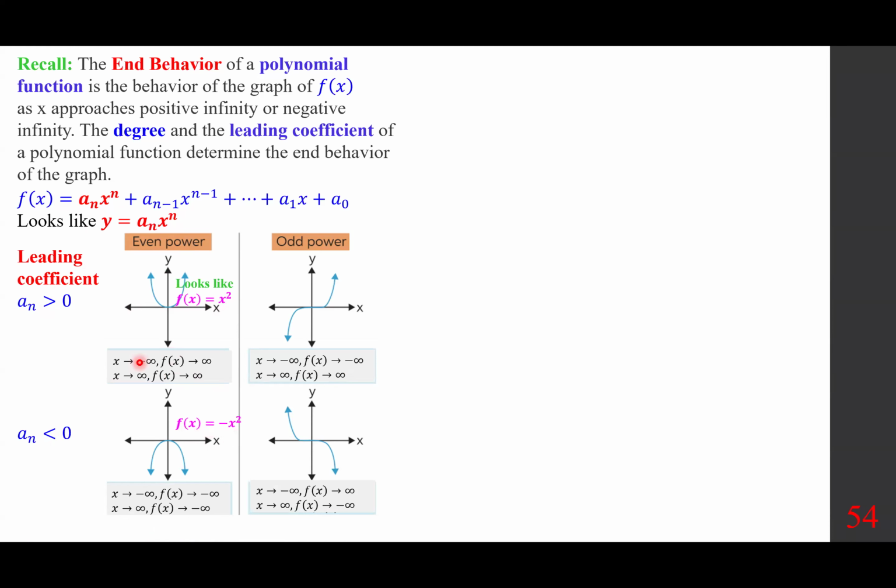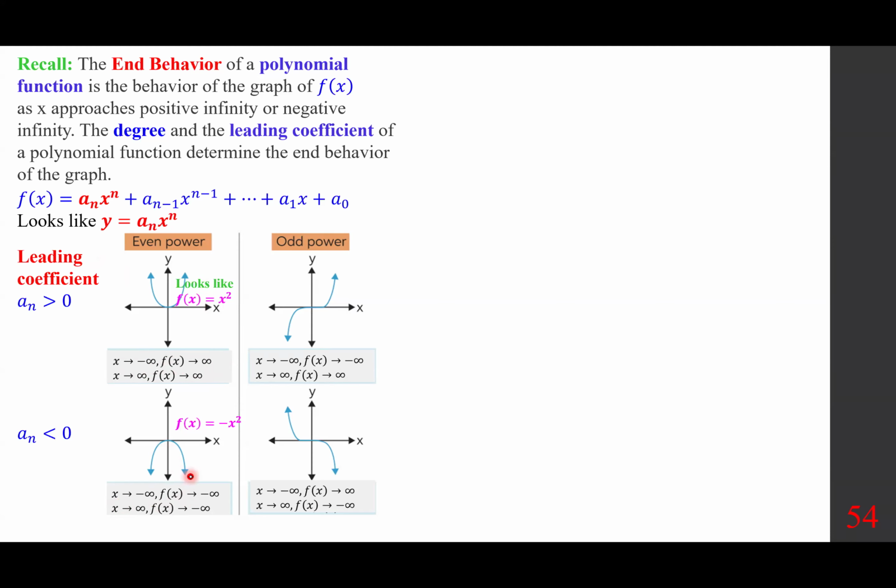In this case, as x approaches negative infinity, so does f of x, or y, approach positive infinity. That means the third quadrant, the second quadrant. As x approaches infinity, so does y. That means the first quadrant. On the other hand, whether x approaches negative or positive infinity, f of x or y goes to negative infinity. That refers to the third and fourth quadrant.